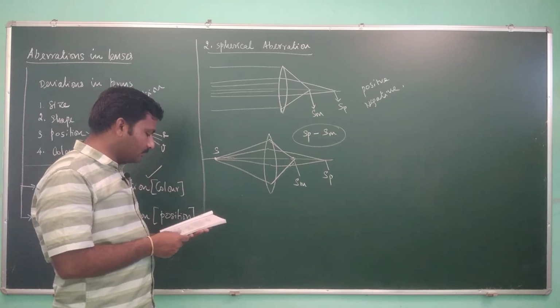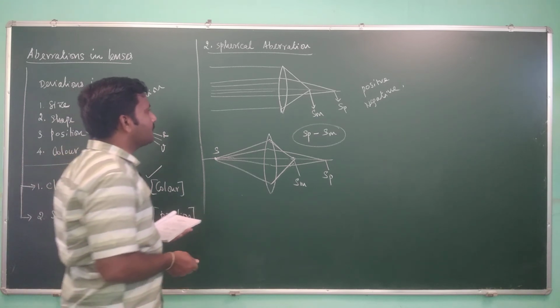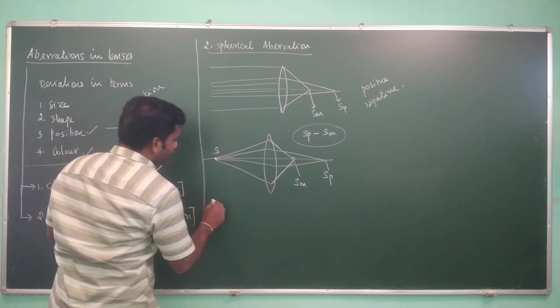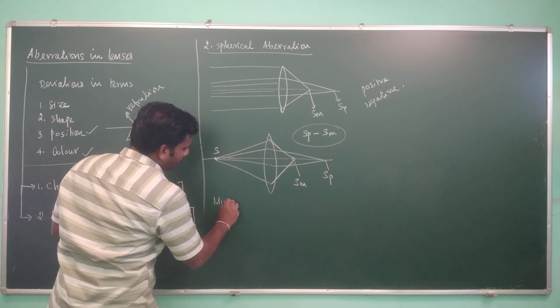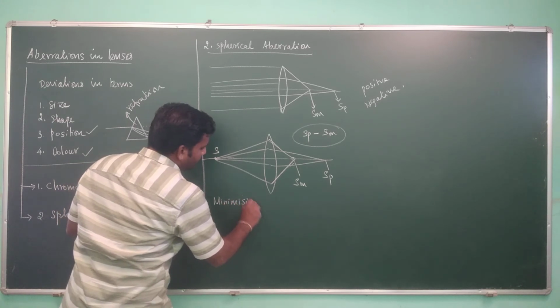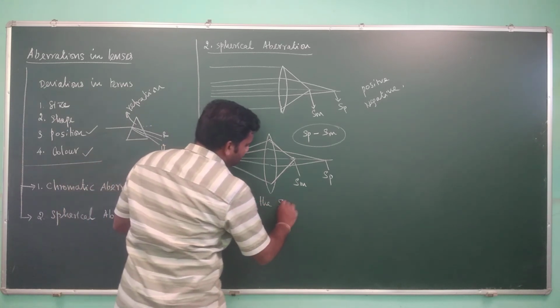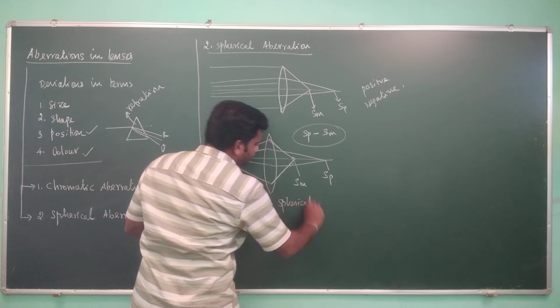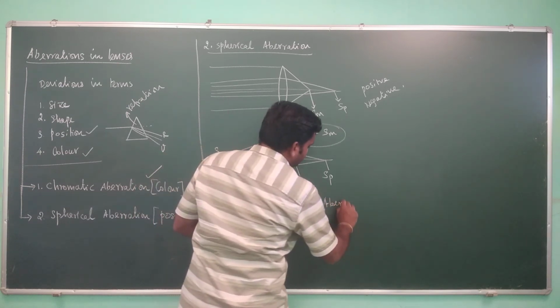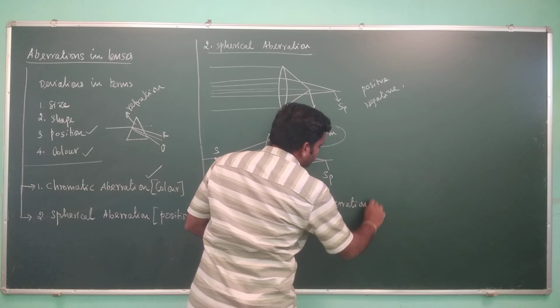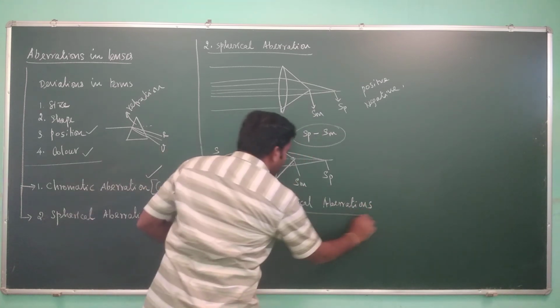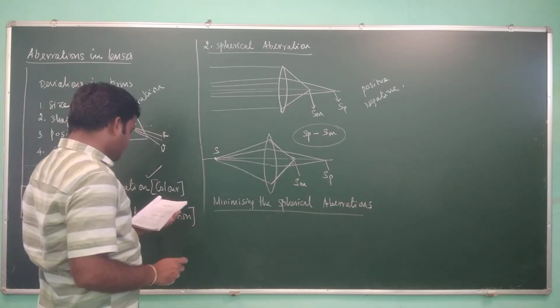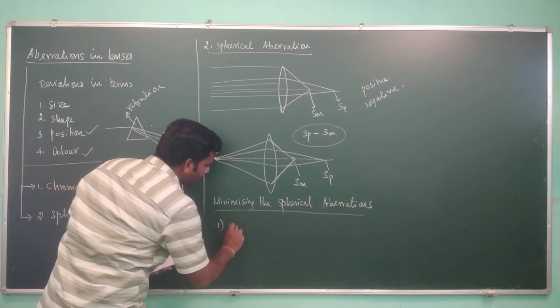What are the methods to remove this? Methods to minimize the spherical aberrations. So minimizing the spherical aberration. There are various methods to minimize it. One is by using stops.